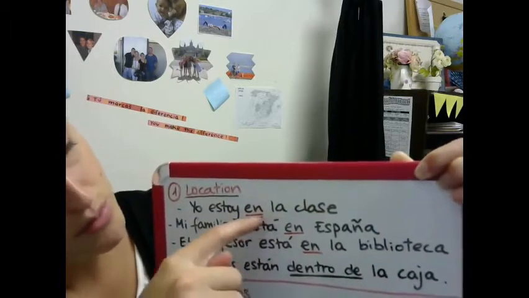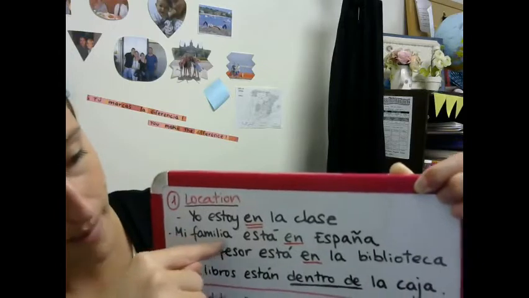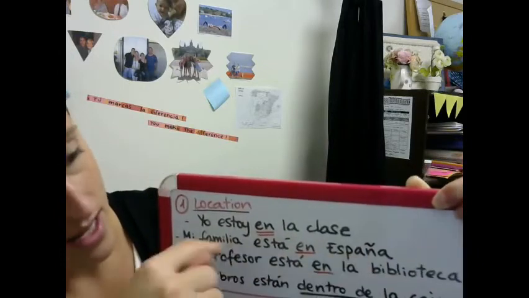But for now, just remember that en. If it's just a place, straight, like mi familia está en España. Yo estoy en la clase. Yo estoy en la biblioteca. I'm at the library. La computadora está en la mesa. The computer is on the table, or at the table, right? So just remember that en.